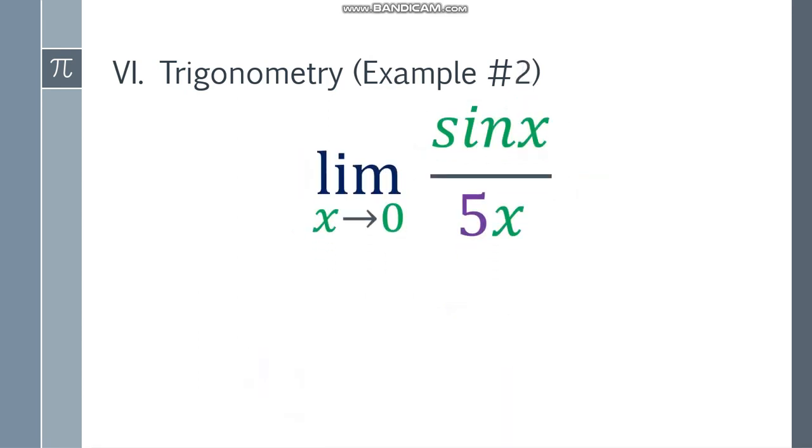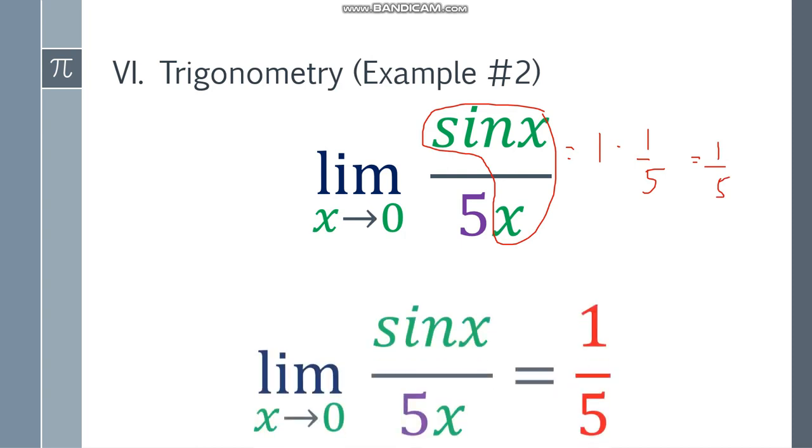Tapos, multiply mo siya dun sa naka-violet. Okay, paano naman kung yung 5 nasa baba? So, same lang naman din. Alam natin ang sin, basta x approaches 0 tayo ha. Sin x over x ay 1 yan. Dahil lang 5 nasa baba sa denominator, so, multiply natin siya ng 1/5. So, ang sagot ay 1/5.